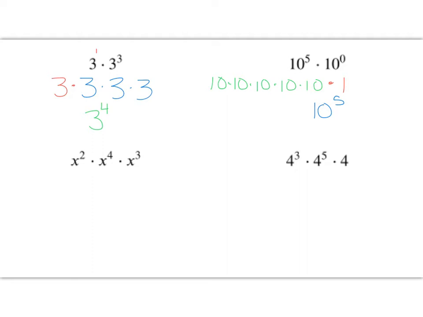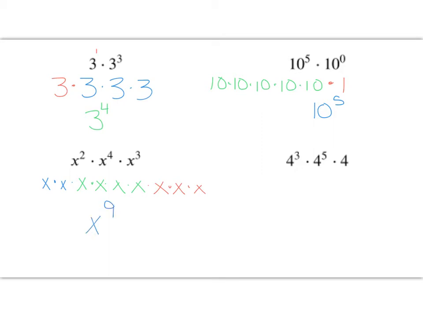All right, what if I have more than 2 things I'm multiplying, but notice they all have the same base. This only works when they all have the same base. So x squared is x times x. X to the 4th is x times itself 4 times. And x cubed is x times itself 3 times, right? So how many times am I multiplying x times itself? 1, 2, 3, 4, 5, 6, 7, 8, 9. So I end up with x to the 9th.